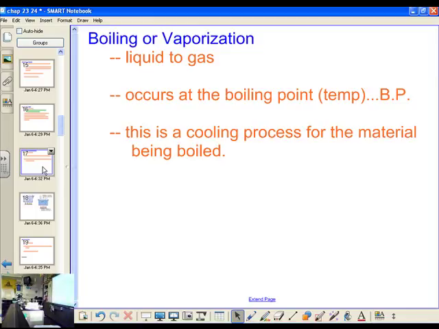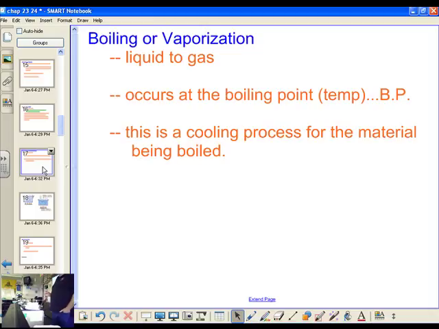Boiling or vaporization. Now there are two ways liquids become gases. One is by boiling. Boiling occurs at the boiling temperature, BP, the boiling point. This is a cooling process for the material being boiled. In other words, the temperature would normally go down.